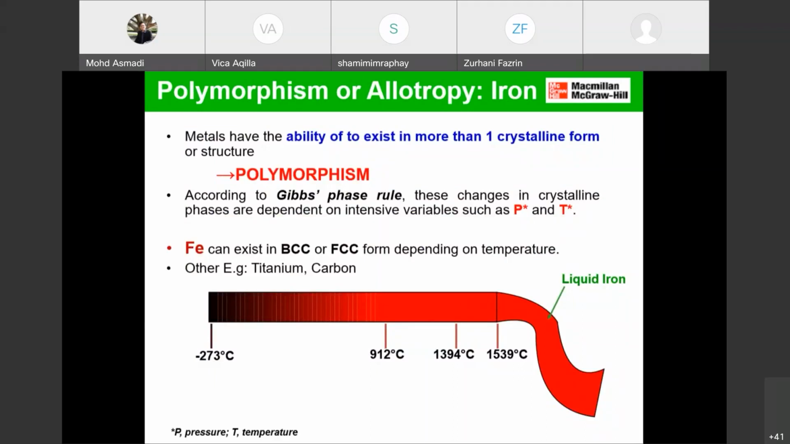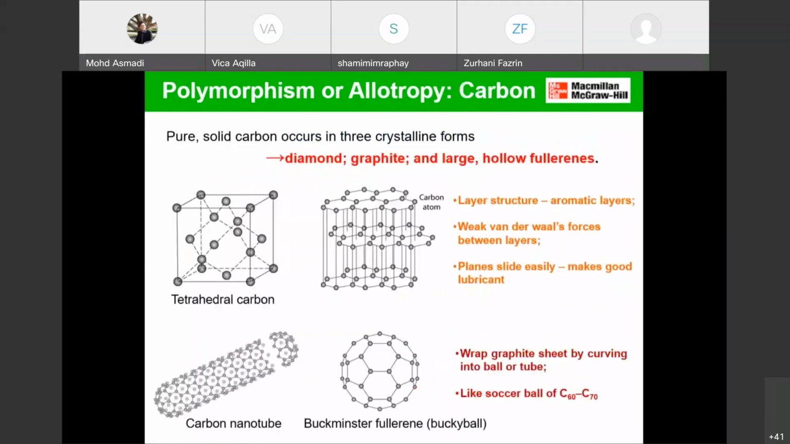From BCC it can be formed as FCC. This is based on the Gibbs phase rule. It can exist in more than one crystalline form or structure. This is polymorphism or allotropy. So this one is BCC, this one FCC, then BCC again: delta iron, gamma iron. And this is an example, carbon polymorphism or allotropy, like diamond, graphite, and fullerenes.